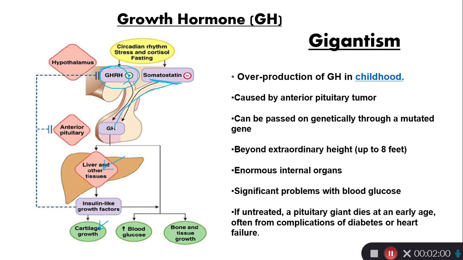Gigantism is a disorder that has overproduction of the growth hormone during childhood as the epiphyseal plates are still active, and this can be caused by an anterior pituitary tumor. It can be caused genetically by a mutated gene. So here the child will grow too much and will become of extraordinary height, sometimes up to 8 feet. The internal organs are going to be enormous, and the blood glucose increases so much, and this leads to diabetes. If the giant is not treated, he or she dies at an early age due to complication of diabetes and heart failure.